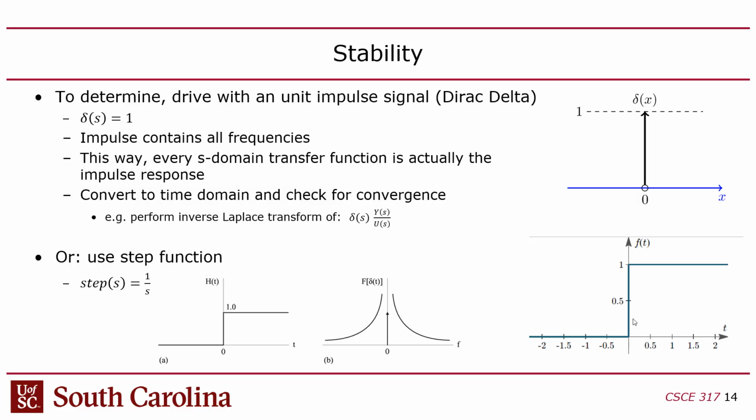Like a 0 and then it becomes 1. What is the S-domain description of a step? Well, it turns out it's 1 over S, right? But no one uses the step function because the impulse is just as good for testing stability, and it's much simpler. You don't have to worry about 1 over S. It's just 1, right? Okay.